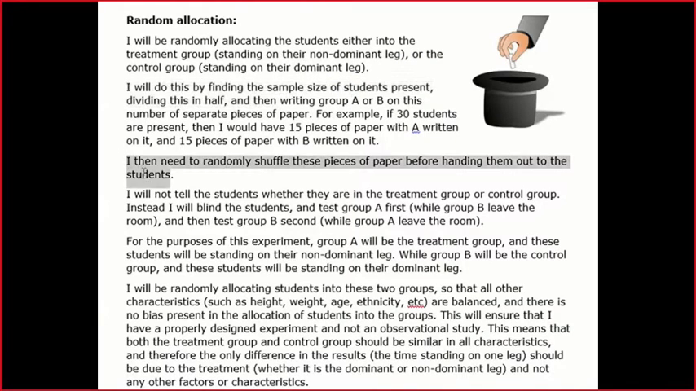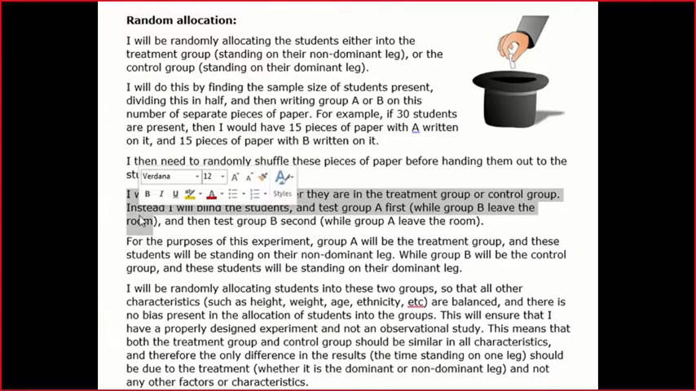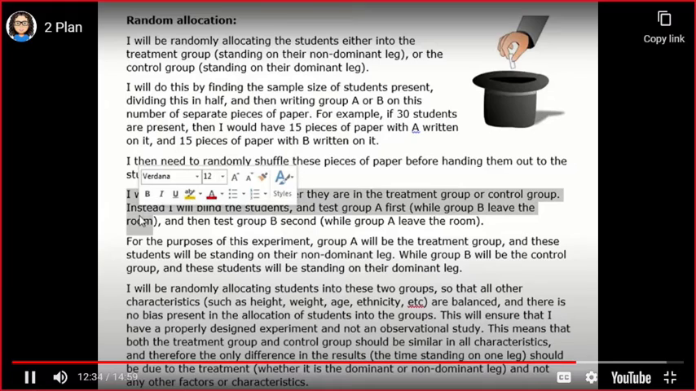So here I've said I'm going to randomly shuffle them, and this is now talking about the blinding part. I'm not going to tell the students whether they're in the treatment group or the control group. Once they've been given a piece of paper that says A or B, then A will stay in the room while B goes outside. Then they'll swap over, and it won't be until after the experiment that they know whether they were the control or the experiment group.